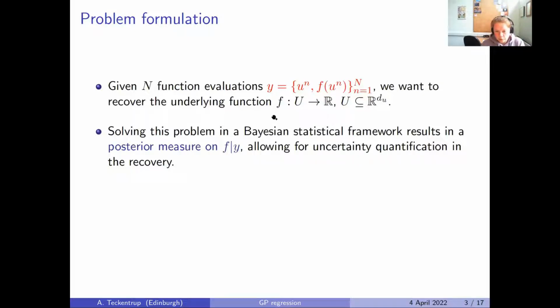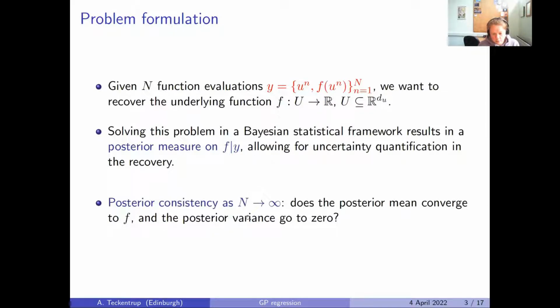So the way that we're going to solve this problem is in a Bayesian statistical framework. The solution to this problem is going to be a probability distribution, particularly the posterior measure that you get on the function f conditioned on your observations y. This allows you to also have uncertainty quantification in the recovery. So you don't just get a point estimate which tells you what you think f is, but you also get some information about how certain you are in your reconstruction.